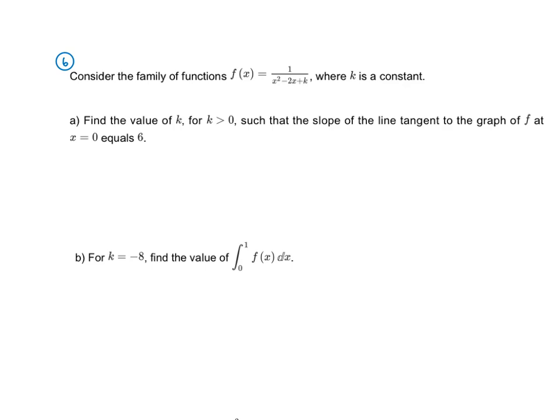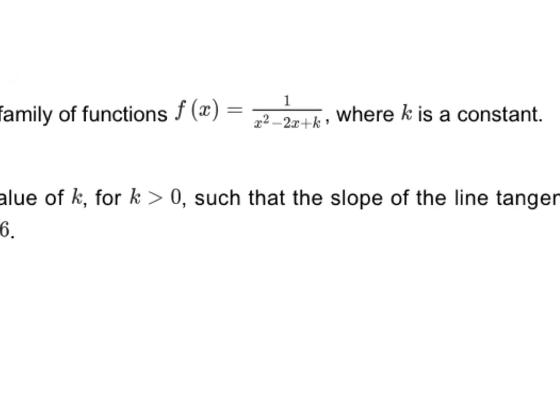Okay, so they want to know the value of k such that the slope of the tangent line is 6 when x equals 0. It means the derivative should be 6 when x equals 0. So we'll take the derivative first. Okay, this is a weird one. I don't know what's better to do, quotient rule or power rule. I actually don't know.